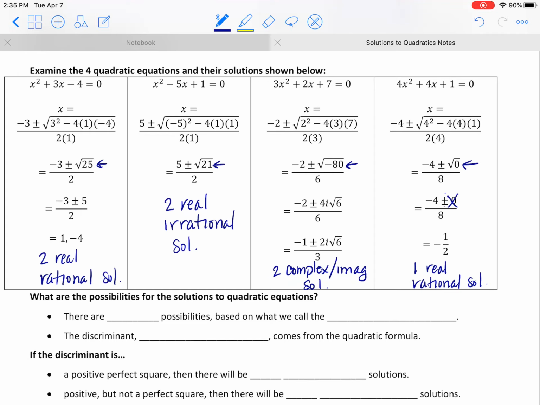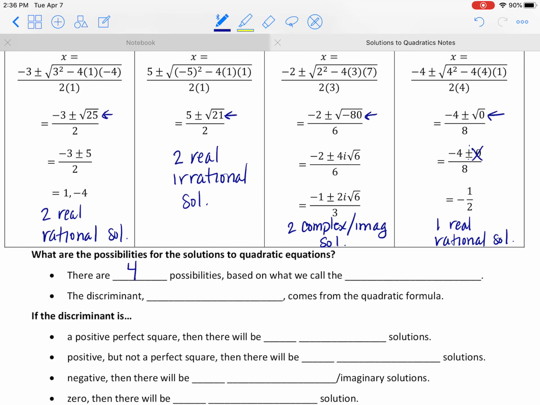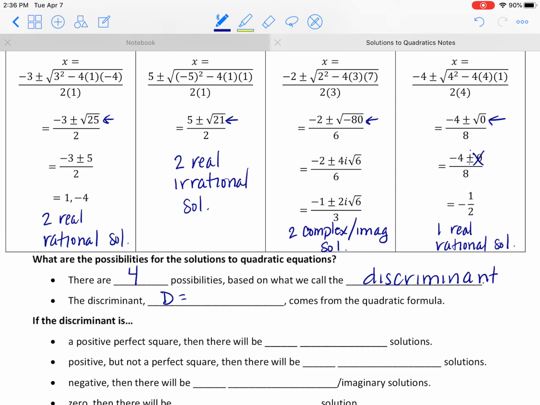Now, what I want you to understand is these things are based solely off of the part that's underneath the radical. Right? It didn't really matter what was happening before the plus or the minus or on the bottom of the fraction. It's just that part under the radical that's going to dictate how our solutions end up. And that part that's underneath the radical, we call it the discriminant because it discriminates in the types of answers that we're going to get. So we saw 4 possibilities for solutions for quadratics, all based on what we call the discriminant. That discriminant, which we're going to say is, again, the part underneath the radical in our quadratic formula, that's b squared minus 4ac, not the actual square root part, just the part underneath, just the radicand, okay?